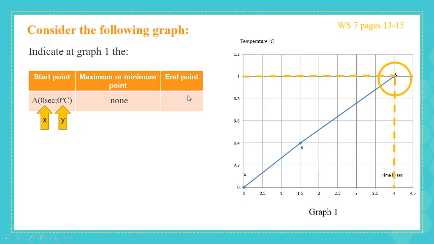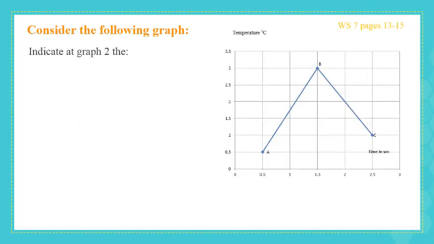What is the coordination of point C? 4 second, 1 degree Celsius. 4 second, since it's located at point 4 on x-axis and the unit of time is second. 1 degree Celsius, since it's located at point 1 on y-axis and the unit of temperature is degrees Celsius.